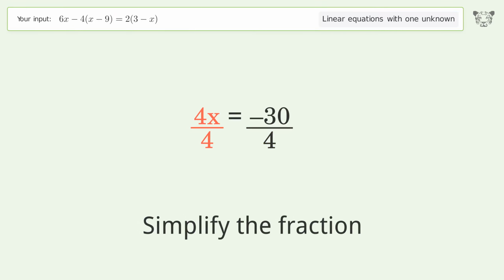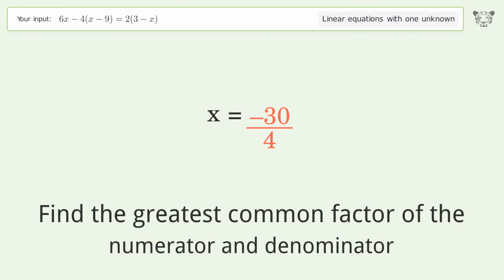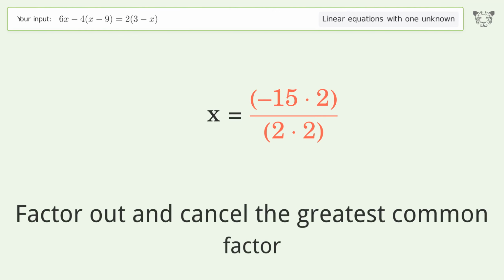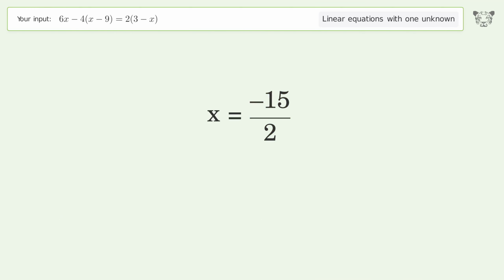Simplify the fraction. Find the greatest common factor of the numerator and denominator. Factor out and cancel the greatest common factor. And so the final result is x equals -15/2.